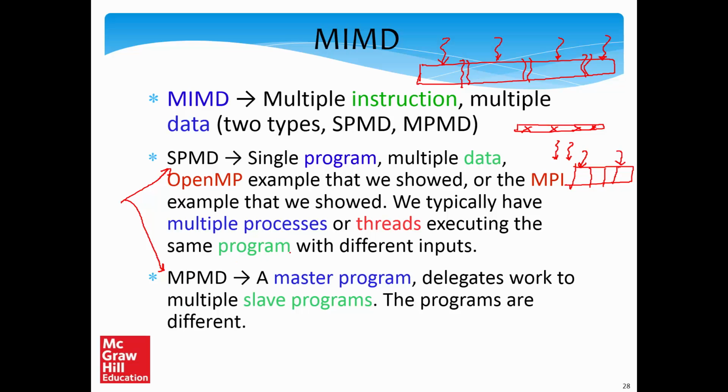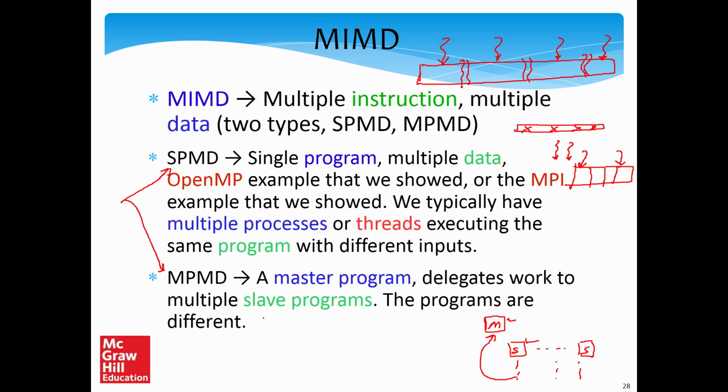MPMD is slightly different. In this case, the programs are actually different. The typical model here is that we have a master program which delegates work to multiple slave programs. The master program is different and the slave program is different. For example, we will have one master program and a slave program. The slave programs will be running on different processing units. They will do their job, and after that, the master program will process the results. So in this case, this program and this program are very different, and of course, the instruction streams are different.